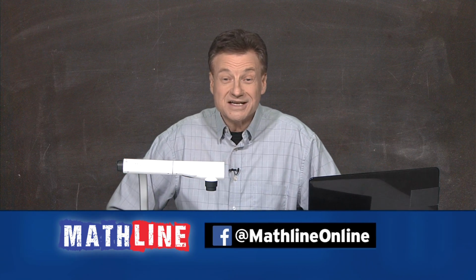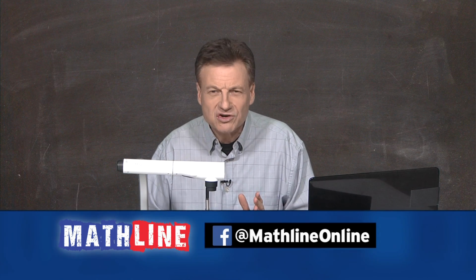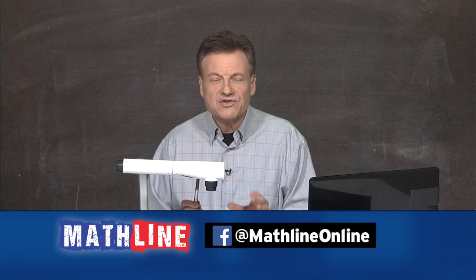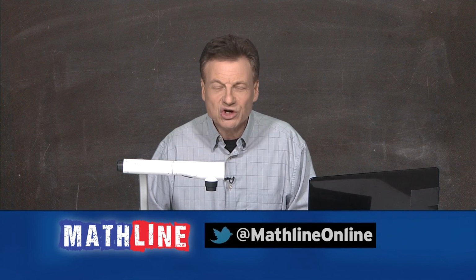Let's see what our topic for the day is that we're going to specialize in. A few more 30, 60, 90 moments. Now, those of you who've been with us on these segments, you know we've been hitting these kind of things a long time. And some of you are new to it right now. You say, what is 30, 60, 90? It is a right triangle, and the 30 and the 60 and the 90 stand for degree measures, all right?